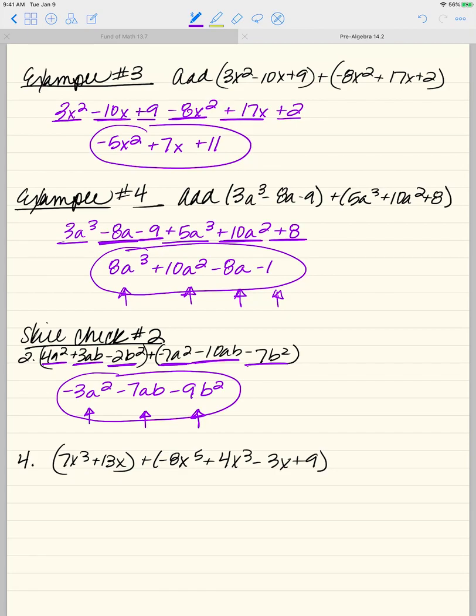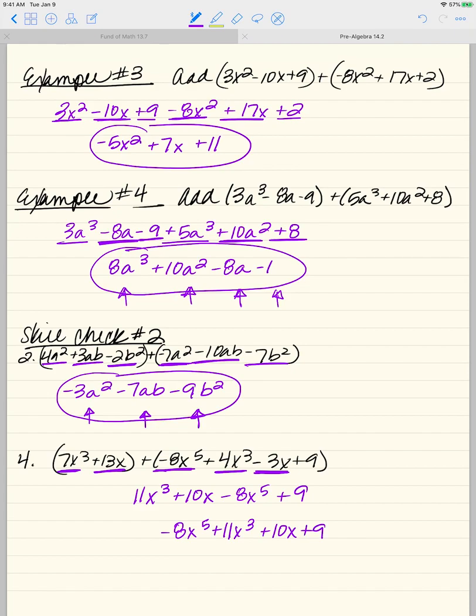Skill check number 4 and skill check number 2, 7x cubed. And we have an x cubed term over here. That's 11x cubed. I've got a 13x here minus 3x over there, so that's 10x. This lonely negative 8x to the 5th plus 9, and I'm going to rewrite this to make sure my terms are in the proper order. And this is as simple as you can make number 4.